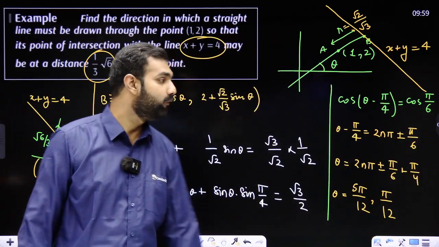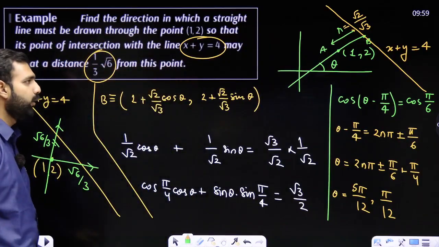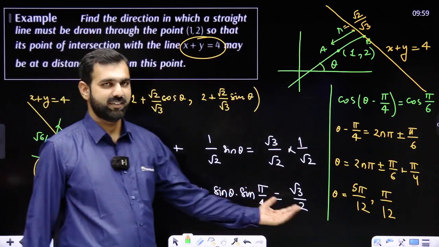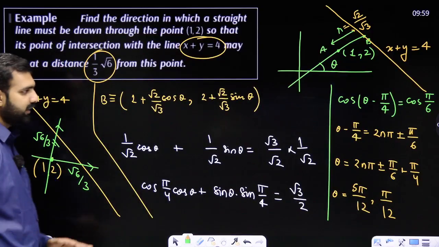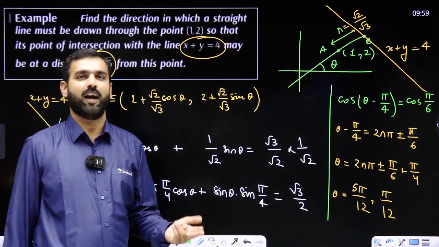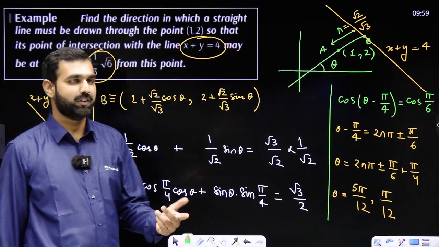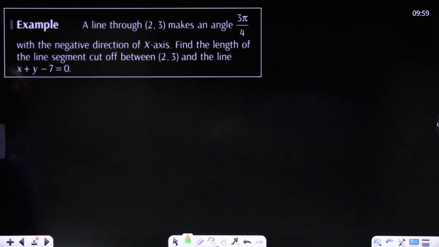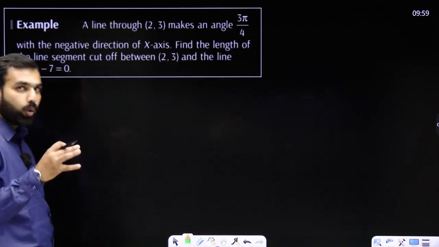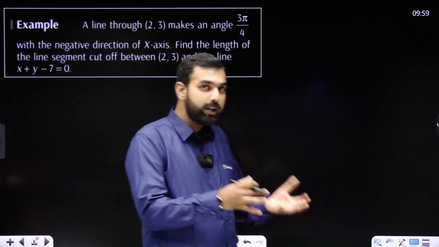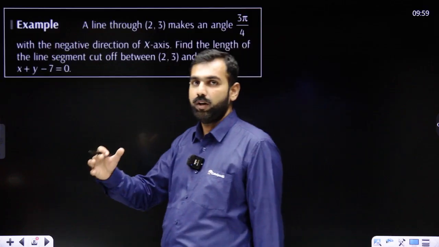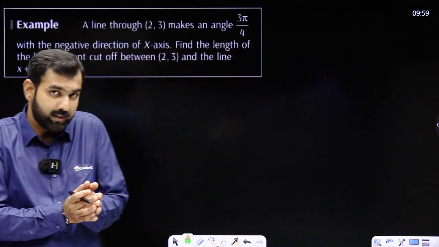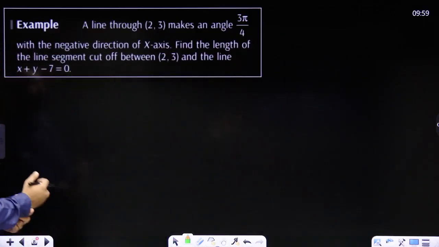I hope you are very easily and comfortably able to understand why and how we are getting these answers, and how effectively we are using these methods, the symmetric form or the parametric form or the distance form of a straight line. Let's get more clarity. Let's delve a little deeper into this particular concept and understand how it can be utilized in this different category of questions.